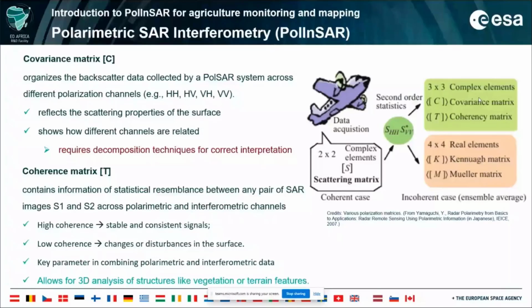High coherence means that the signals are stable and consistent, while low coherence indicates changes or disturbances in the surface. So in short, the covariance matrix organizes scattering data across polarization channels, while the coherence matrix measures how consistent signals are between images, enabling interferometric analysis.